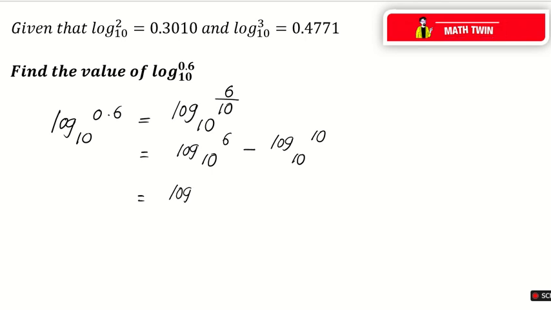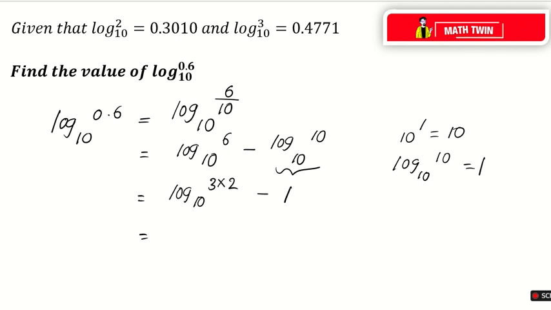So log base 10 of 6 we can write as 3 into 2, minus this one becomes 1, because 10 to the power 1 is 10. So log base 10 of 10 is equal to 1. Now using the log rules we can write log base 10 of 3 plus log base 10 of 2 minus 1.